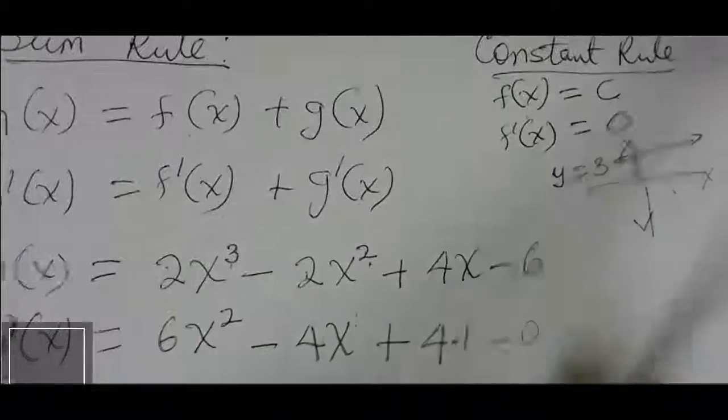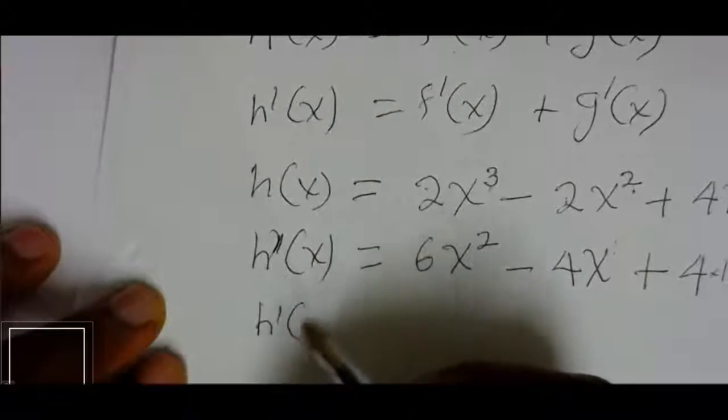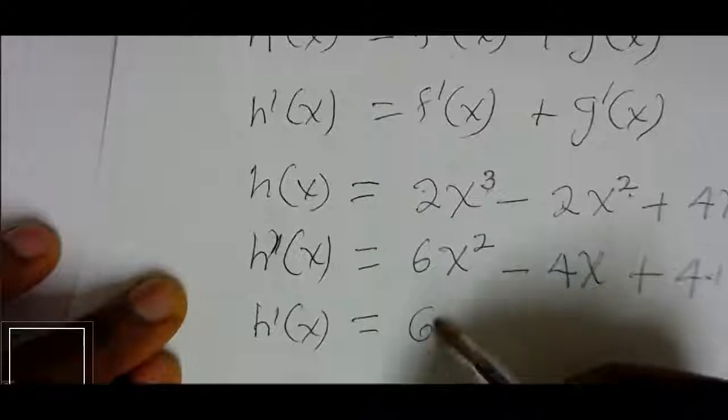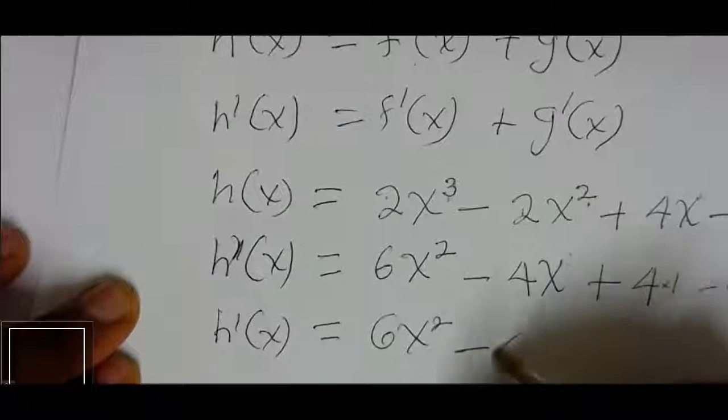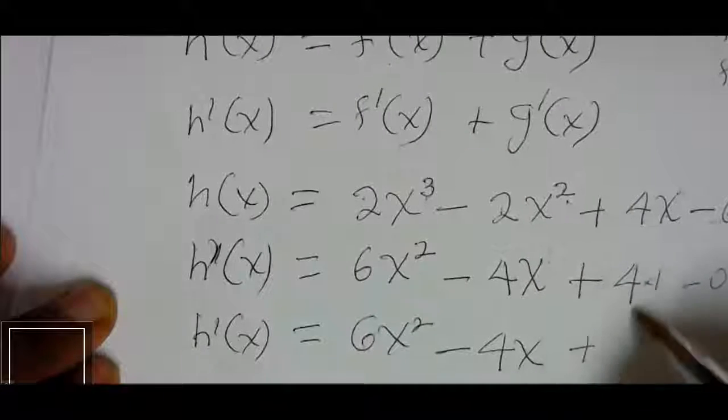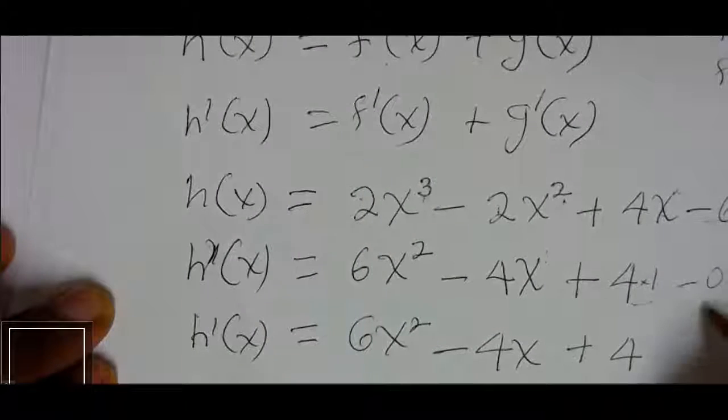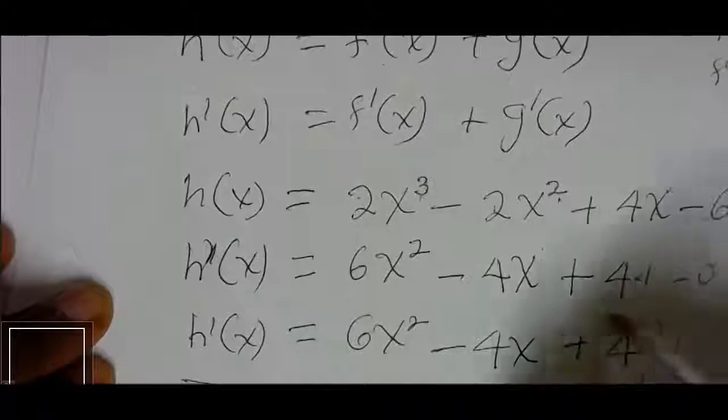Therefore, this is simplified to h prime of x is equal to 6x squared minus 4x plus 4 times 1 is 4, and that will be it.